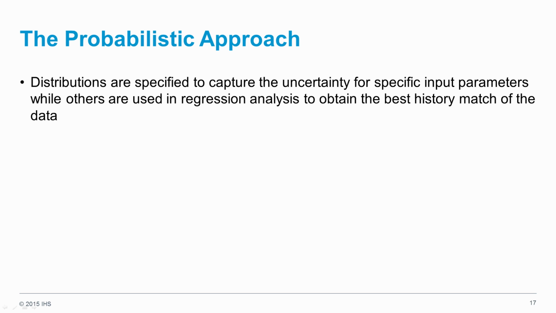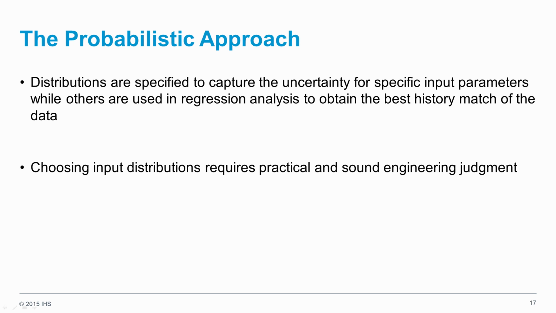If we randomly sampled our uncertain distributions, we would be left with a random model which didn't match our data. The one difference in this probabilistic approach is we need to choose input parameters to be used in regression analysis so that each and every run matches the data. Choosing the input distributions for these uncertain parameters requires practical and sound engineering judgment.